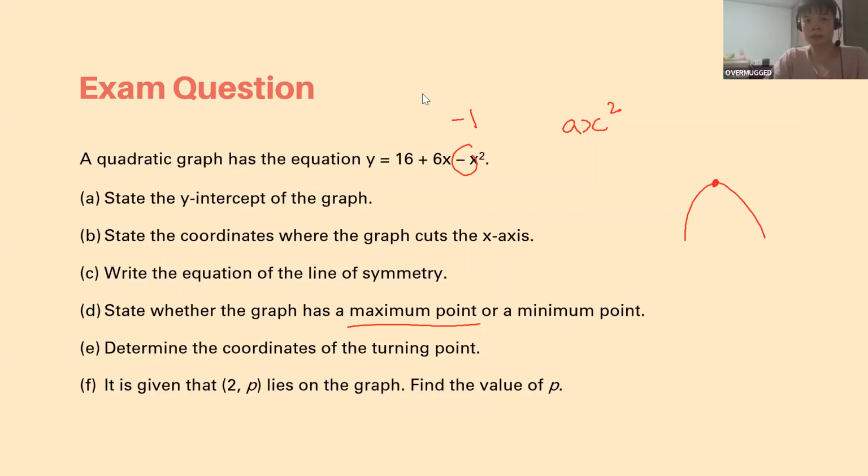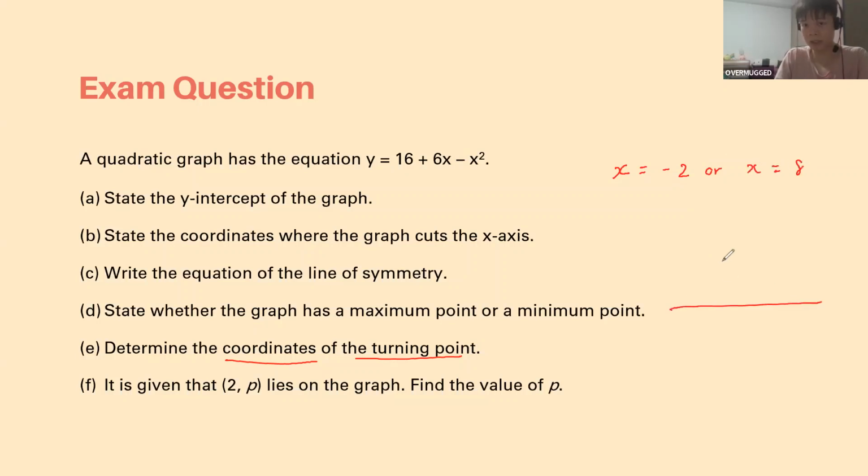Any confusion over here? Alright, looks okay. Now determine the coordinates of the turning point. Previously we established that the graph intersects at these two points. Let me try to do a rough sketch. -2, 8. This is -2. The graph cuts at 16. And just now we established that the line of symmetry is actually 3.